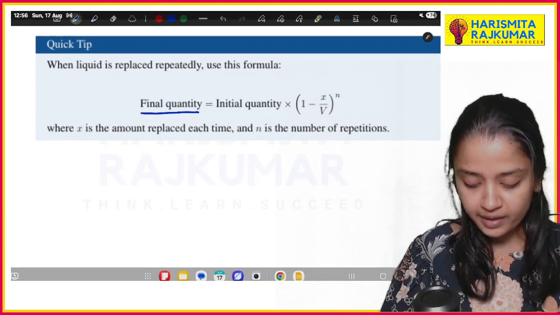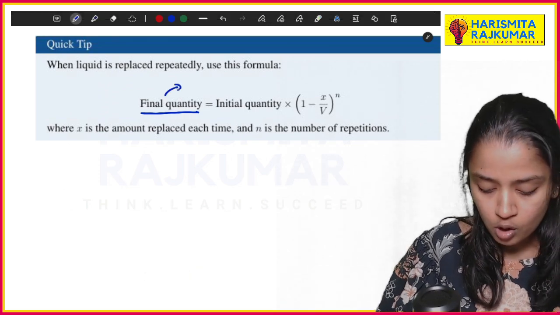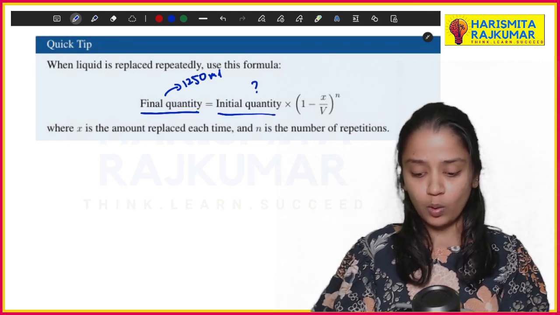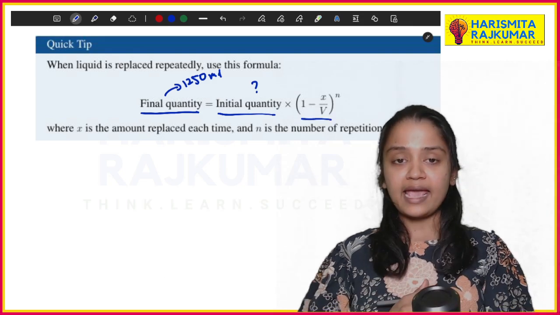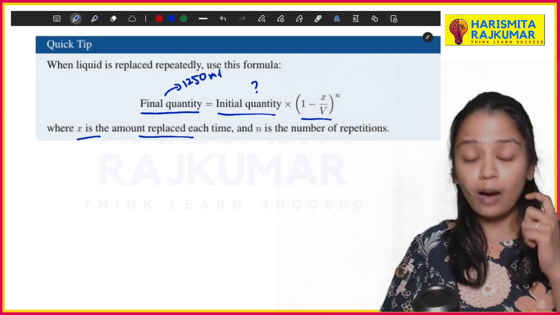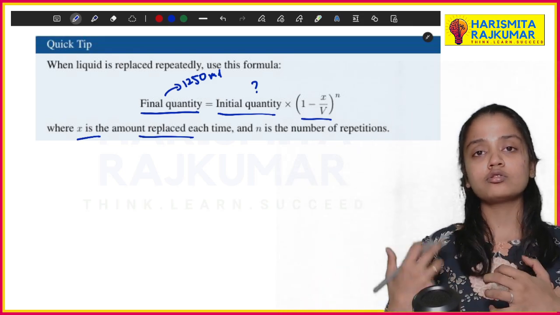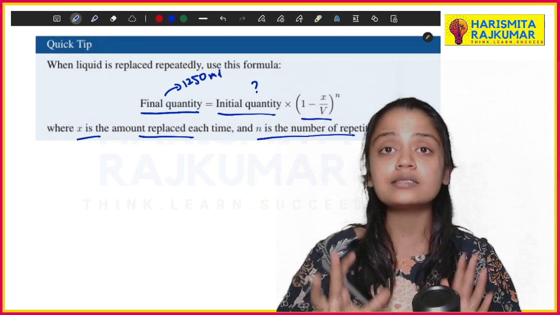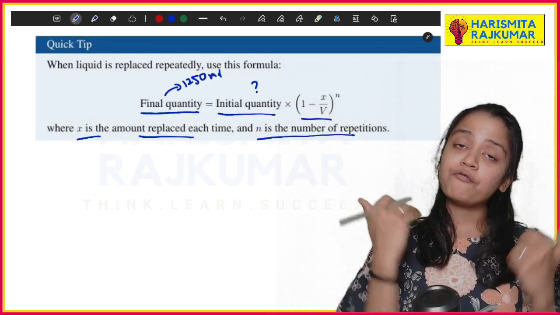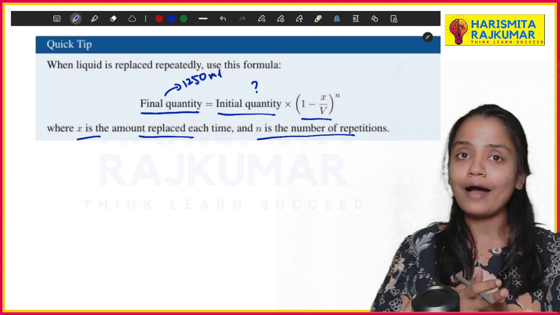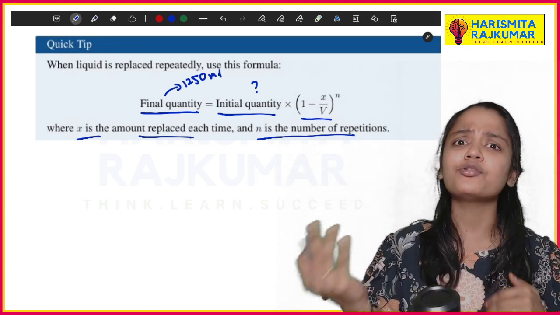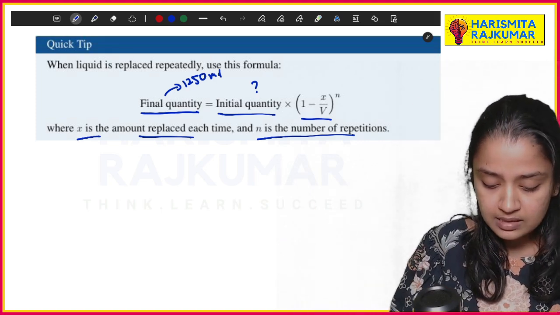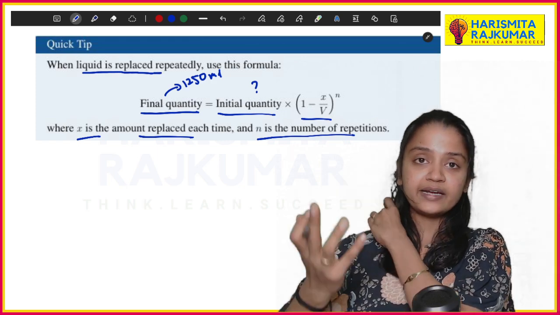Your final quantity, which is already given, which is 1250 ml, and we have to find this initial quantity, and this is 1 minus x by v, where x is the amount of juice or anything replaced each time, and n is the number of repetitions. So this is the formula. Just remember, every aptitude sum has formulas. You have to remember everything, or it is better you solve those sums, so you can easily remember them on your own. So this is a liquid replaced repeatedly formula.